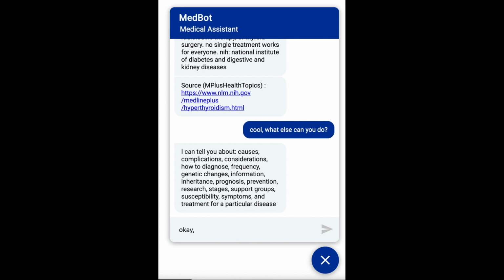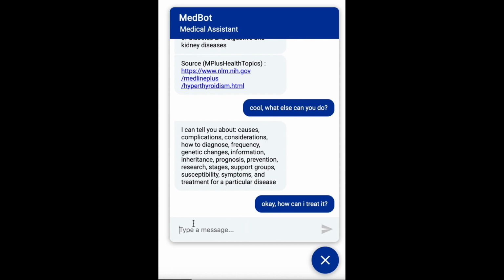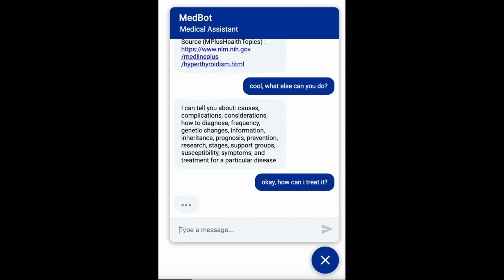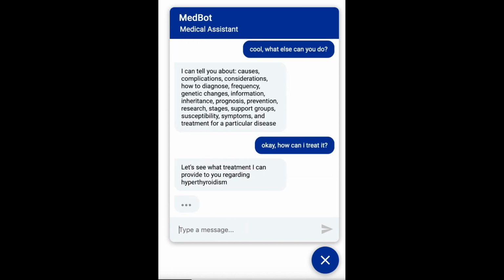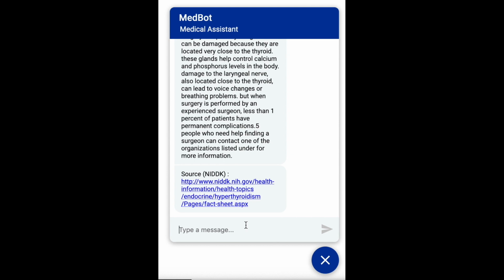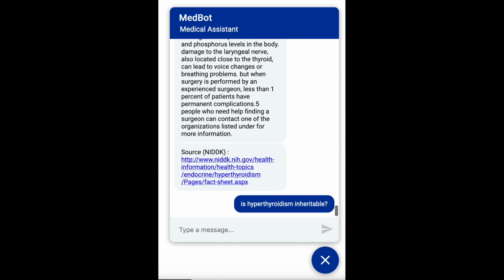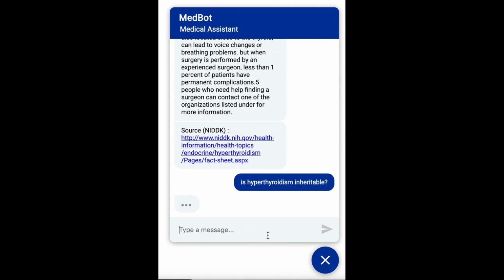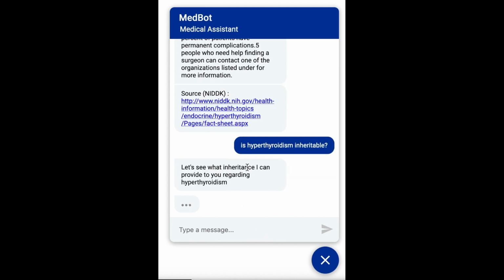Here, the user sees that MedBot can also provide treatment information. As with the previous question, MedBot answers it and cites the relevant source. In the event that MedBot does not know about a particular question type, MedBot will inform the users about what it can answer for them, or alternatively provide them a web search option.